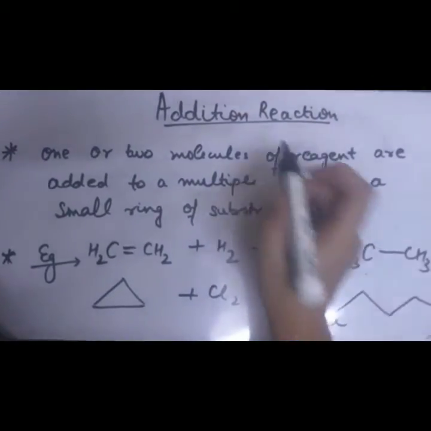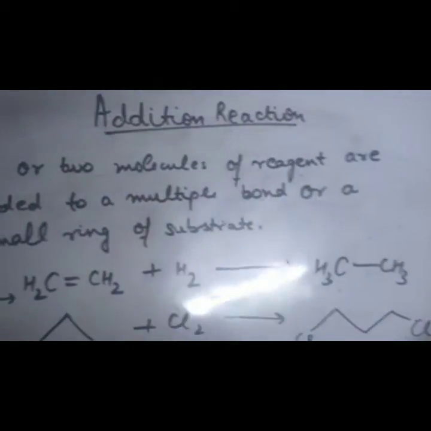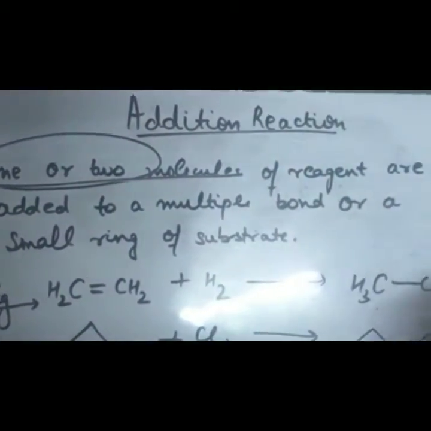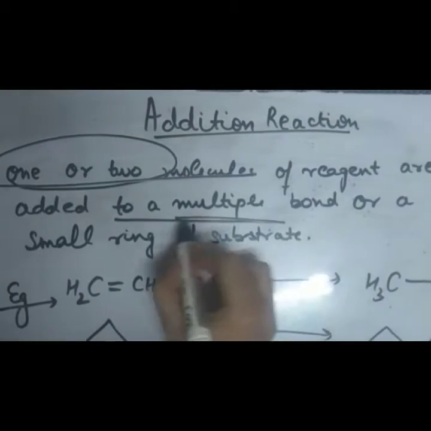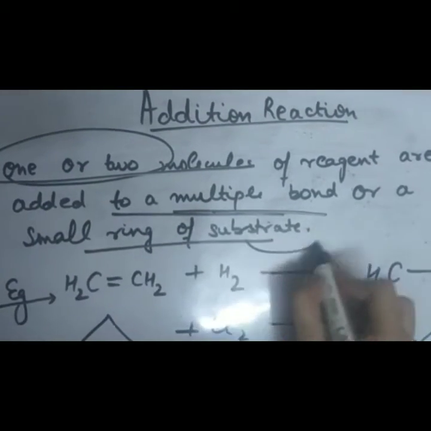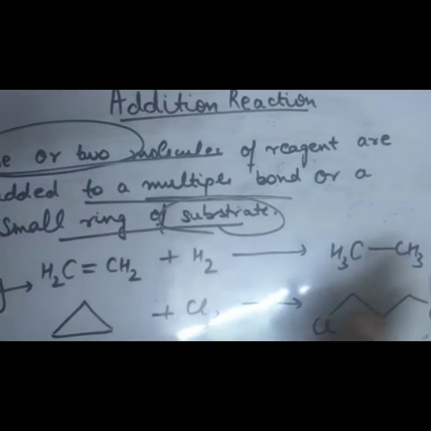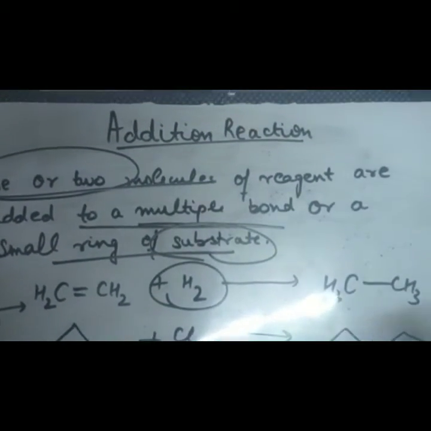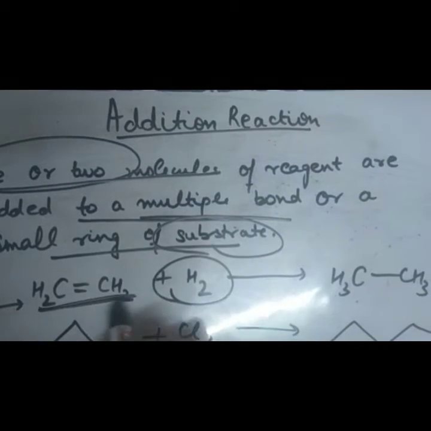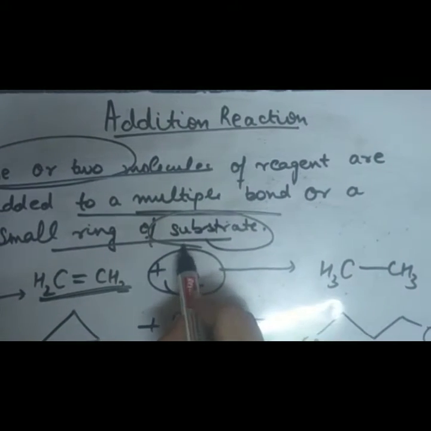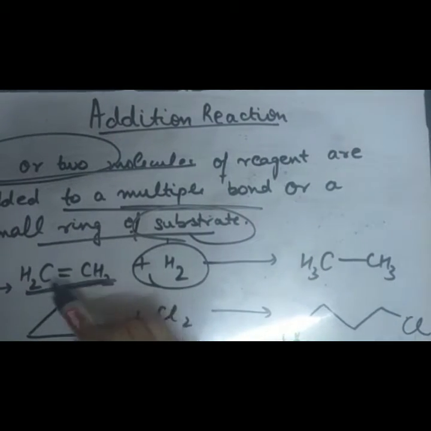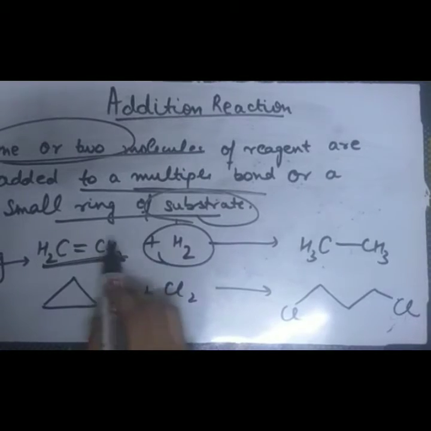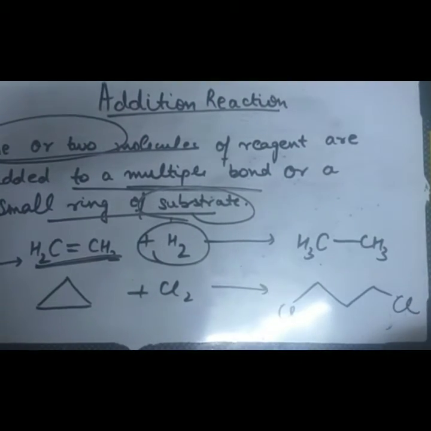Next we will discuss about addition reaction. So in addition reaction, one or two molecules of reagent are added to a multiple bond or a small ring of substrate. So with example we can see this is the reagent H2, which is an inorganic compound, and this is a multiple bond, double bond, ethene, right? So H2 is getting attached to this double bond and we obtain ethane. So this double bond breaks and two additional bonds are added.